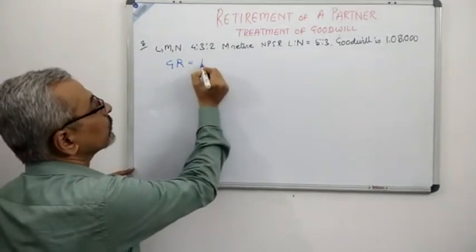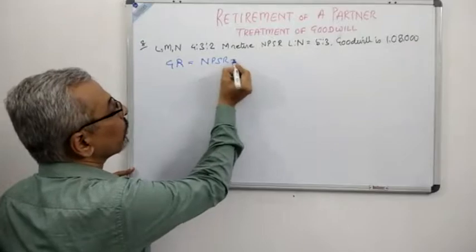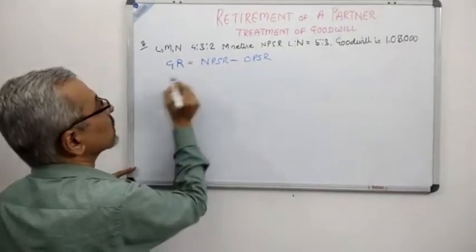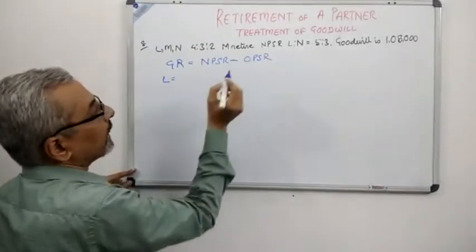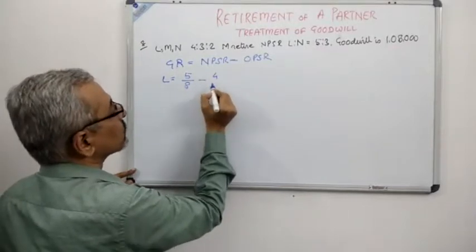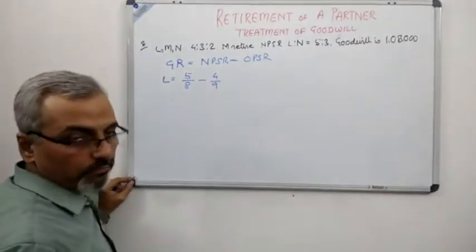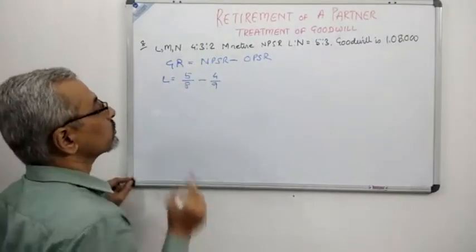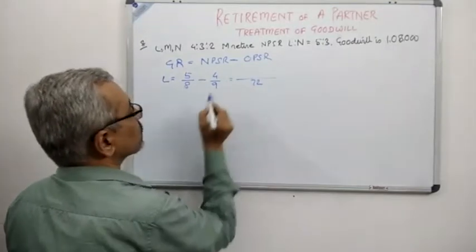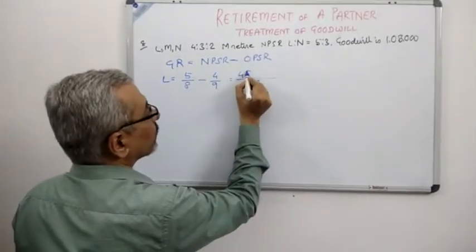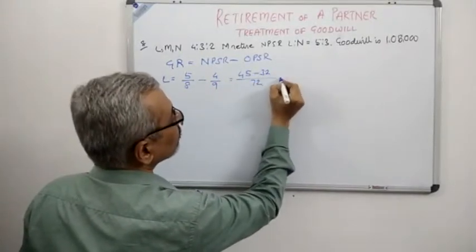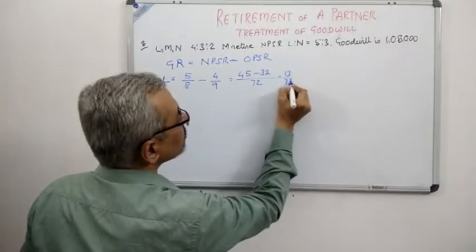So first let us calculate the gaining ratio. Gaining ratio is new profit sharing ratio minus old profit sharing ratio, both of which are given to us. First we'll find for L. L's new share you can see is 5/8 and the old share was 4/9. I hope you have understood how we have got 4/9: 4 plus 3, 7 plus 2 is 9, so 4/9. Now the LCM of these two is 72. So 9 into 5 gives you 45 and 8 into 4 gives you 32. So we are left with 13/72.